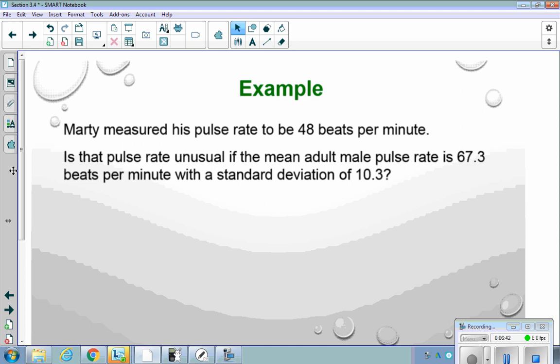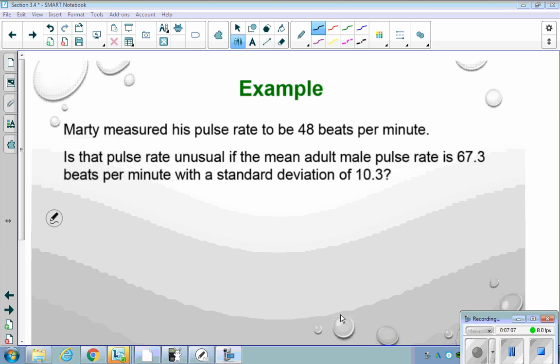There you go. There's one for you to try. Marty measured his pulse rate to be 48 beats per minute. Is that pulse rate unusual if an adult male pulse rate has a mean of 67.3 and a standard deviation of 10.3? Go ahead and try to answer that question. We'll come back and look at it together.